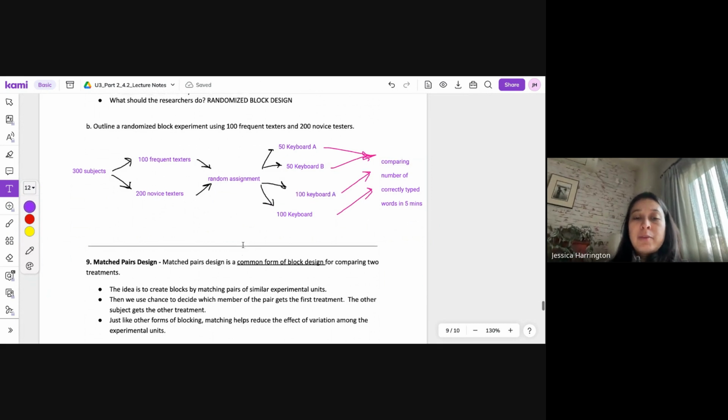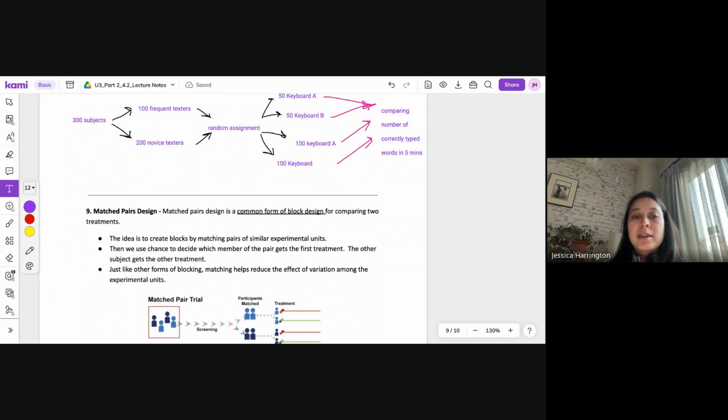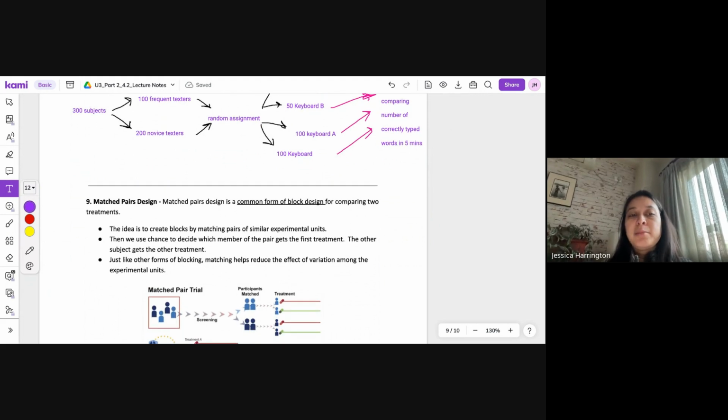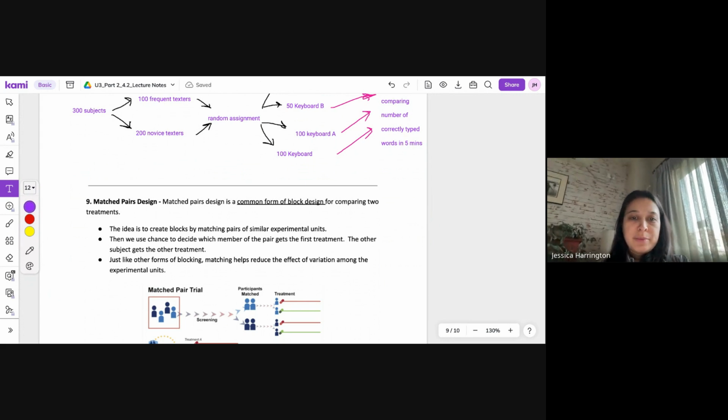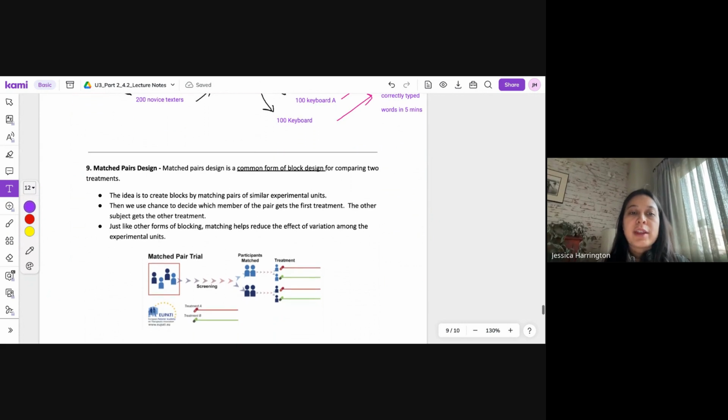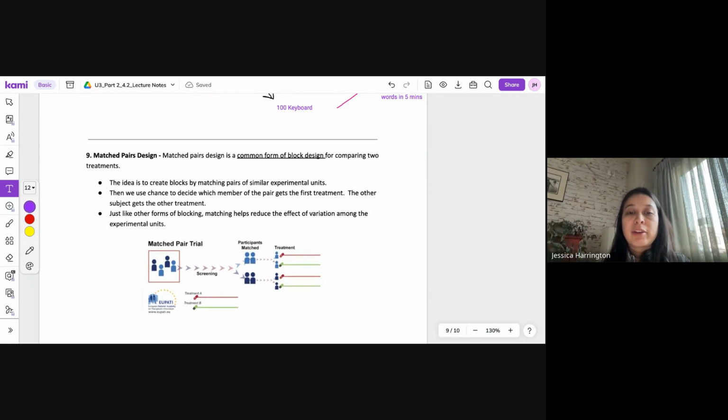All right, another type of block design is called a matched pairs design. You're still blocking, but then you're putting all of your subjects in pairs. So here's what it means. The idea is that you're creating blocks by matching pairs of similar experimental units, and then you decide which member of the pair gets one treatment and which the other experimental unit gets the other treatment. But just like other forms of blocking, what you're trying to do is to reduce variation.